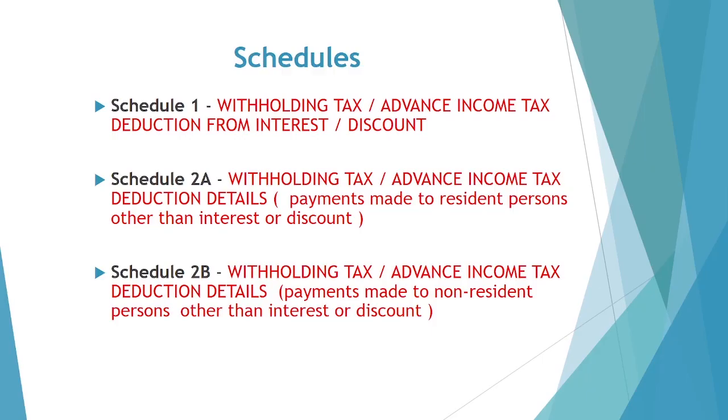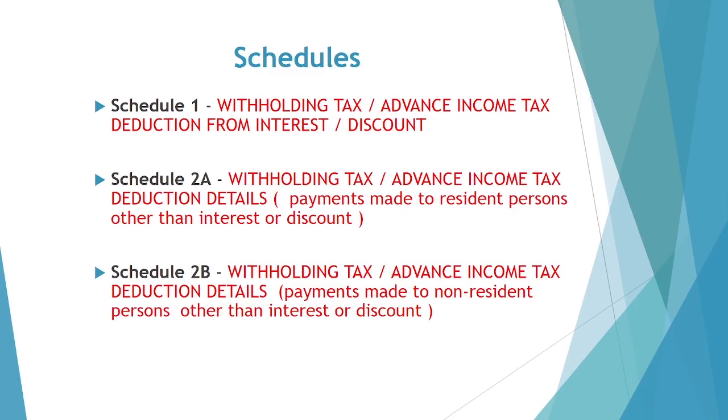With the return, the taxpayer or withholding agent should submit 3 schedules which are relevant to them. Schedule 1 is most probably submitted by the banks and financial institutions because it contains withholding tax or advance tax deductions from interest or discount. If the company has intercompany transactions and loan payments and made interest payments, that should also be declared under Schedule 1.